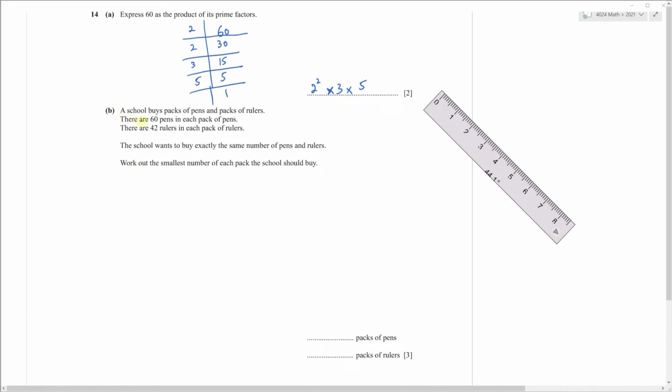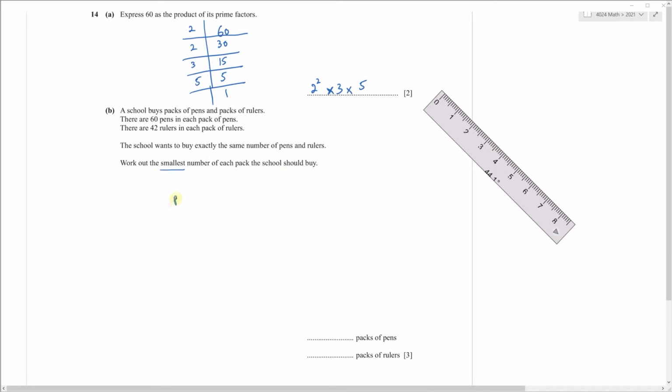Part B is a school buys packs of pens and packs of rulers. There are 60 pens in each pack of pens, and there are 42 rulers in each pack of rulers. The school wants to buy exactly the same number of pens and rulers. Work out the smallest number of each pack the school should buy.